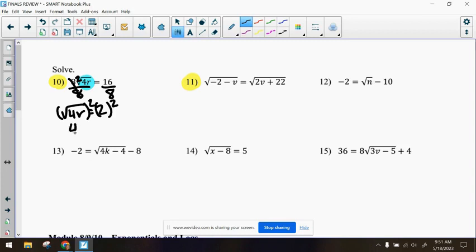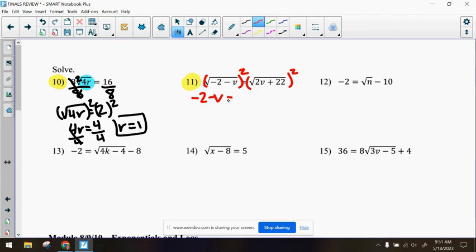So I'm left with 4r equals 4. And then to get r by itself, I divide both sides by 4. So for number 10, r is equal to 1. On number 11, we're going to notice that we have a radical equal to another radical. Even easier, if I have 2 of the same radical, I just raise them to the power. It's kind of like I'm just setting what's underneath the radical equal to each other. And then this is an equation that I can solve.